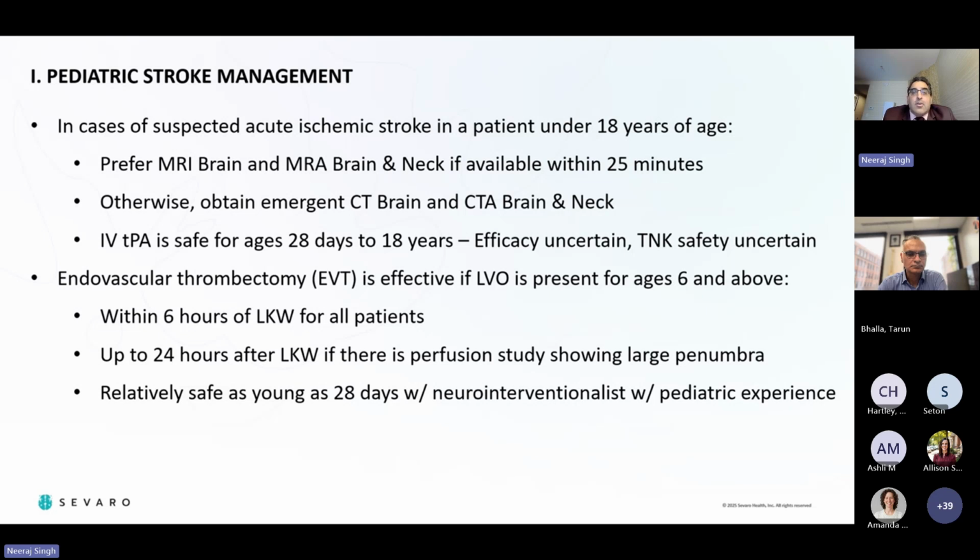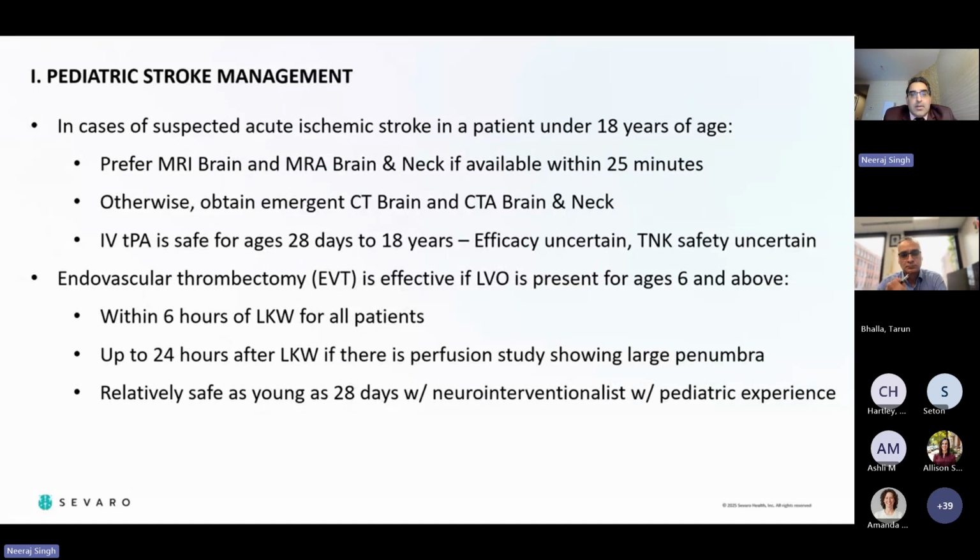Endovascular thrombectomy is also now indicated in these pediatric patients if there is a large vessel occlusion, or LVO, present, as long as the patient is age 6 or above, typically within 6 hours last known normal, but may be allowed up to 24 hours after last known normal if you have a perfusion study that shows a large penumbra or large area of hypoperfusion, suggesting a threatened but not completed stroke.